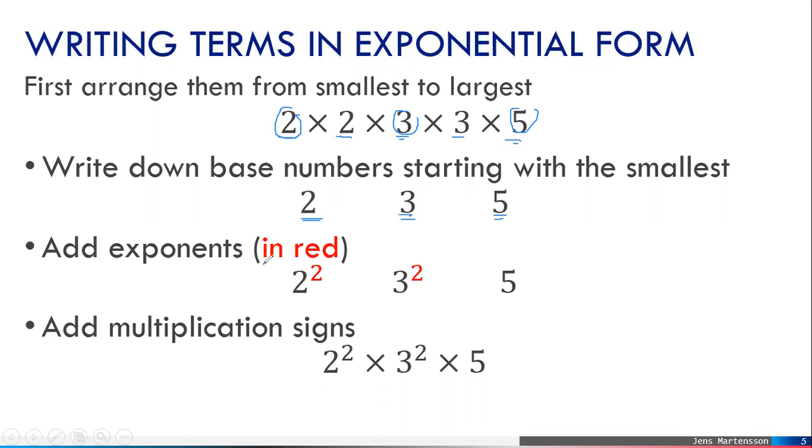After that we add exponents, which are clearly in red. The exponent is how many times the base multiplies itself. So 2 multiplies with itself twice, so the power is 2 here. Then 3 multiplied by itself twice, so the power is 2, and 5 once, so the power is 1. Then finally, we add the multiplication sign. So it will be 2 to the power 2 multiplied by 3 to the power 2 multiplied by 5 to the power 1. So what we have here finally is the number expressed in exponential form.